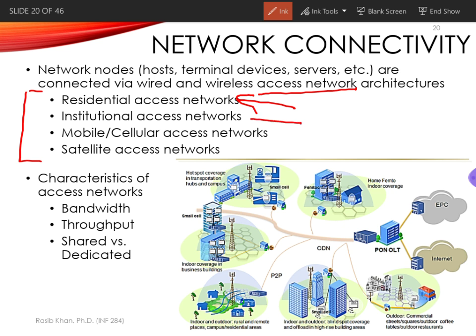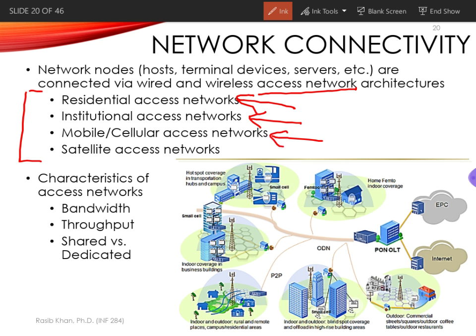Institutional access networks are slightly more complex, and they refer to larger networks, meaning the part where the end users are connecting to the internet has a much higher number of terminals and network devices, and the institutional access network allows all of these devices to connect to the larger internet backbone.